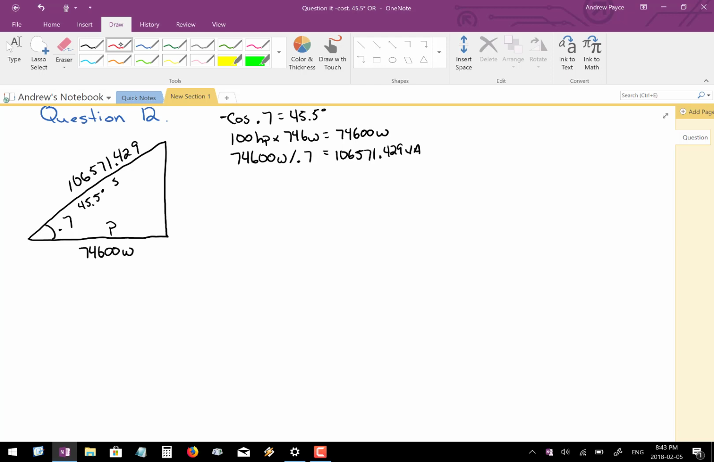Perfect. Use Pythagoras's theorem to solve for this side of your triangle, and you should get a value close to 76,012.119 VARs. Okay, so now we have all of the values for our motor. Once again, this is our motor. This isn't our circuit, this is our motor.